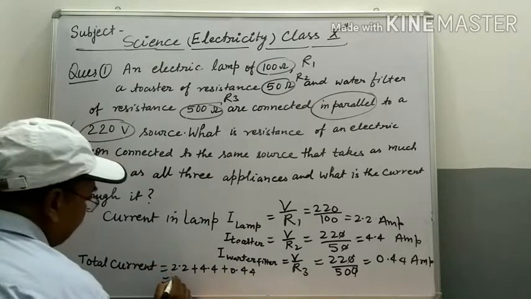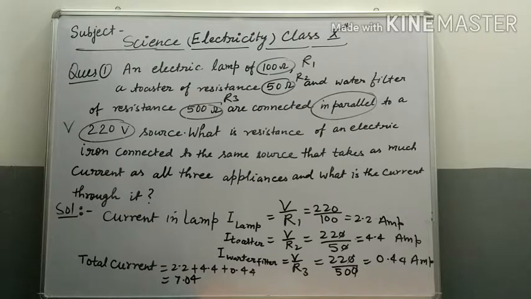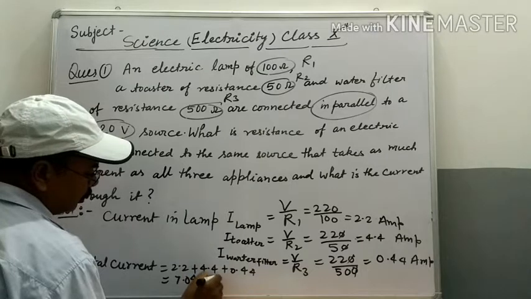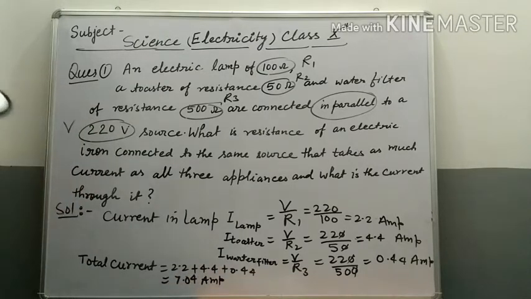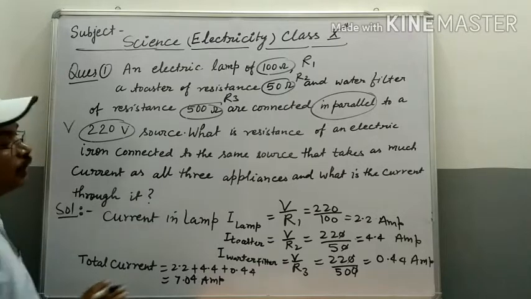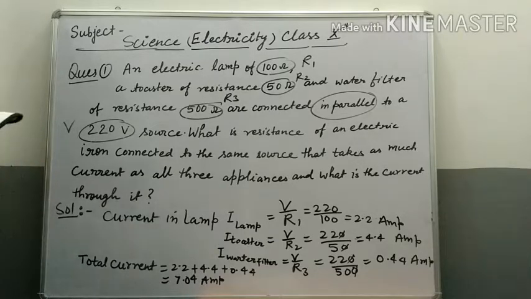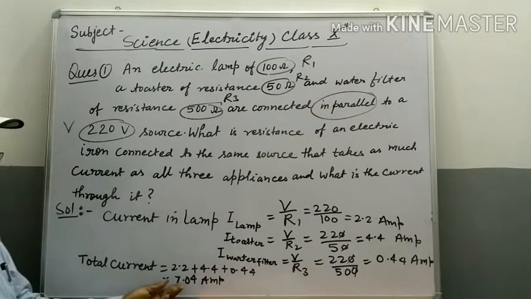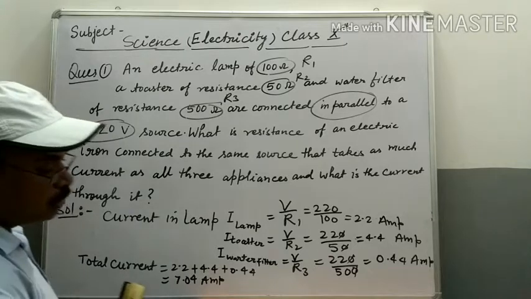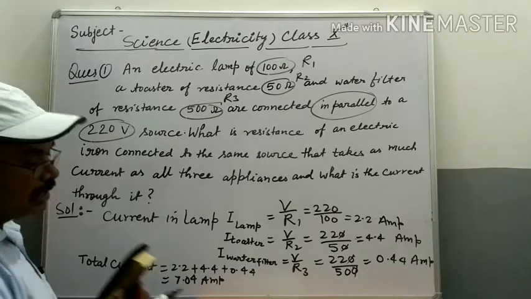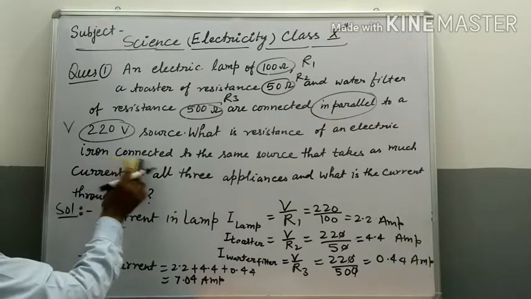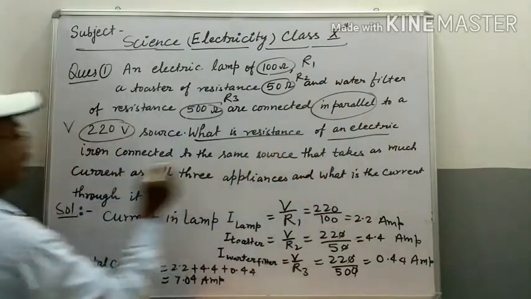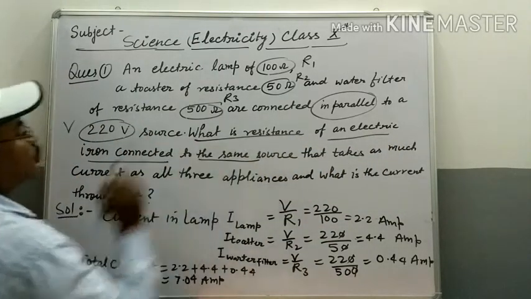just students 7.04 ampere. 7.04 ampere AMP inside. Students, we have already found the total voltage, and here the total current, then the resistance through electric iron current. The electric iron, students, here in your question, what is the resistance of electric iron connected in the same source?